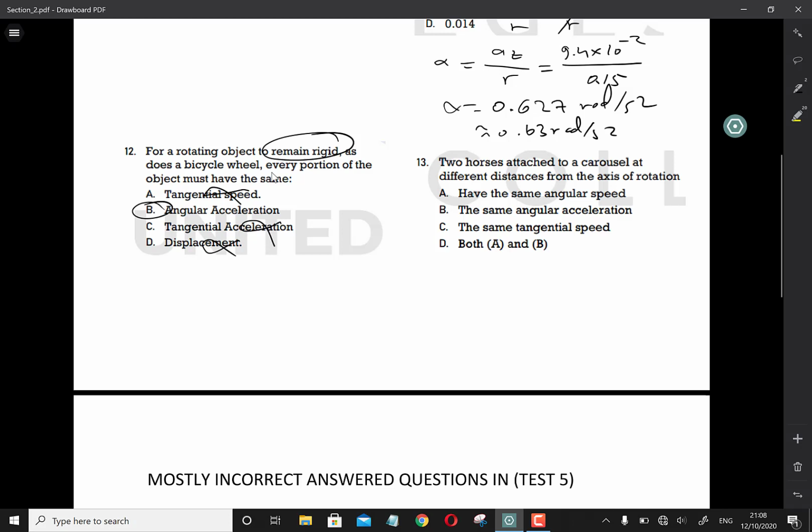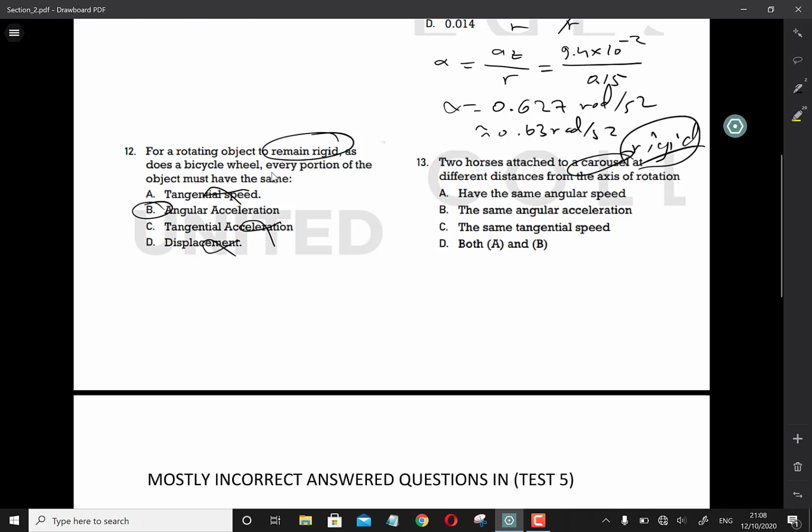Again, question 13. Two horses are attached to a carousel at different distances from the axis of rotation. Again, the carousel is a rigid object. This question is also about rigidity. For a rigid object, angular quantities are the same for every point. So there are two horses at different distances. If they are at different distances, their tangential quantities must be different, but angular quantities will be equal.